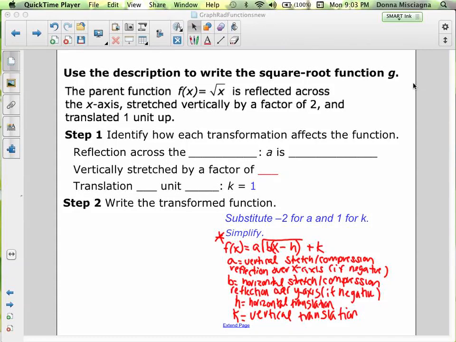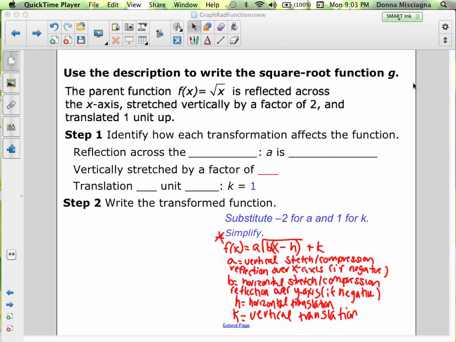Welcome. All right, so now we're going to be using the description to write equations for square root and cube root, and we're going to start off with square root. So the parent function f of x equals the square root of x is reflected across the x-axis, stretched vertically by a factor of 2 and translated 1 unit up. So we want to identify how each transformation affects the function.